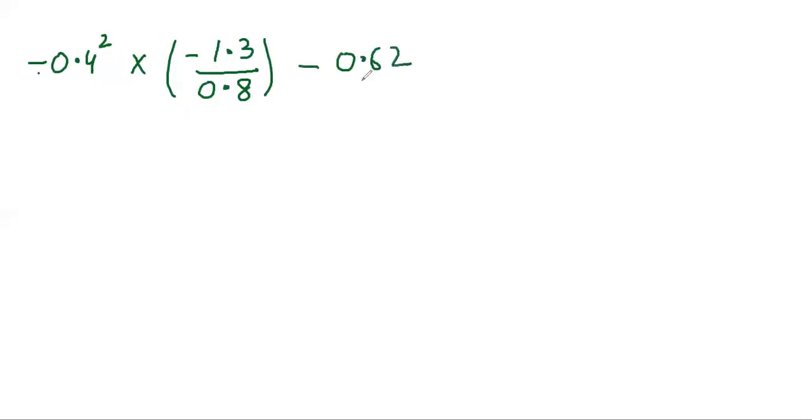Okay. So the next question is minus 0.4 square times minus 1.3 divided by 0.8 minus 0.62. So it's minus 0.4 square. So what is the meaning of square? Square means to multiply a number by itself. And you know how to do decimal multiplication. So you need to multiply minus 0.4 by minus 0.4 first of all. So what answer will you get?